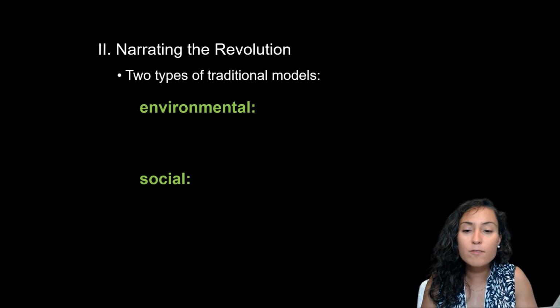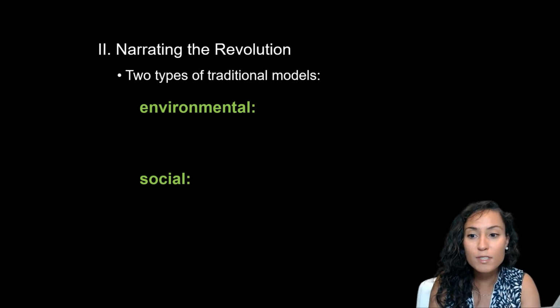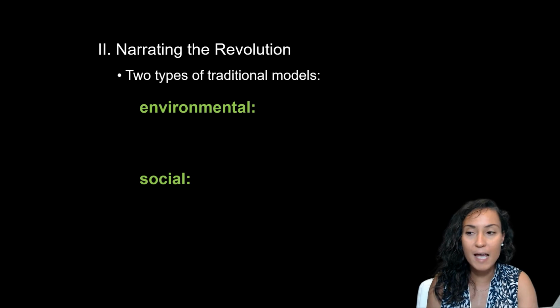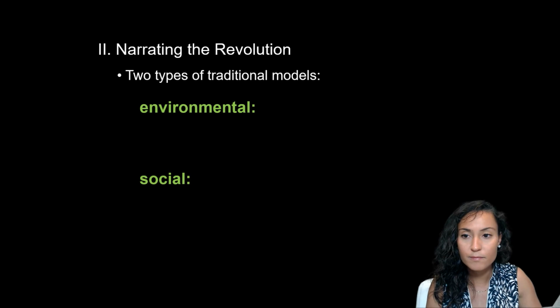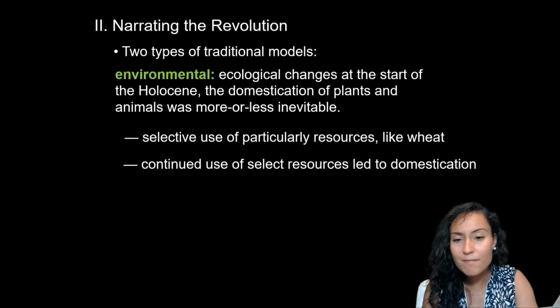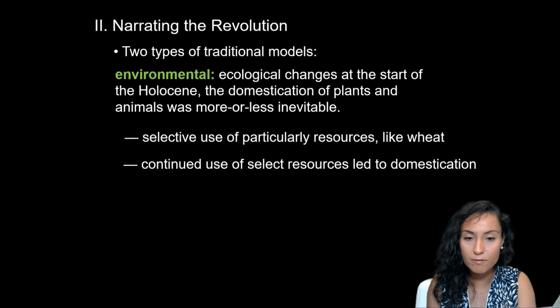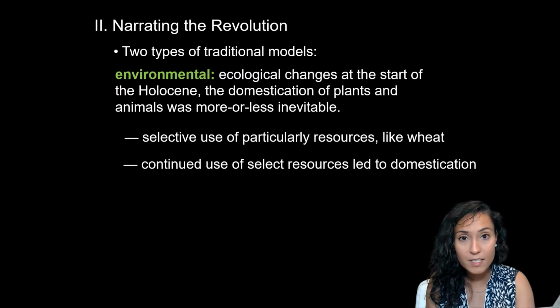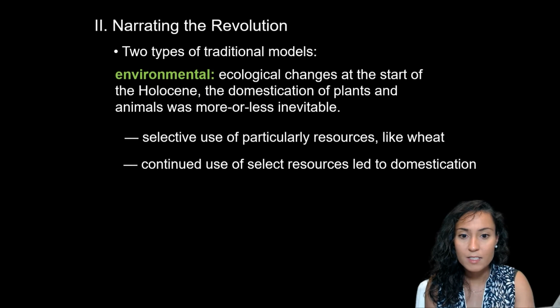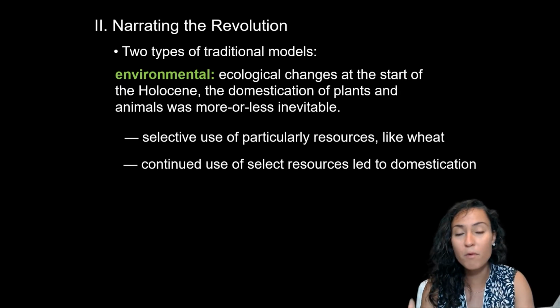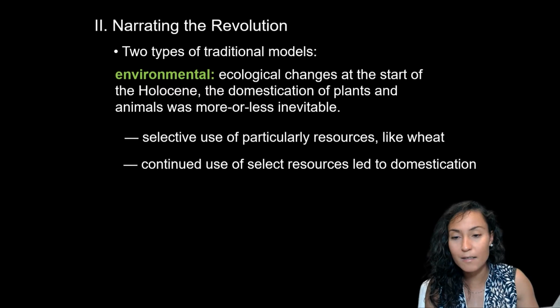So there's two traditional models which have been used to explain why humans developed agriculture: an environmental model and a social model. Environmental theorists argue that ecological factors, such as local variability in food resources or climate, led to the development of agriculture. According to this perspective, some resources, for example wheat, were seen as highly desirable. As people used these resources more and more, they eventually became domesticated.